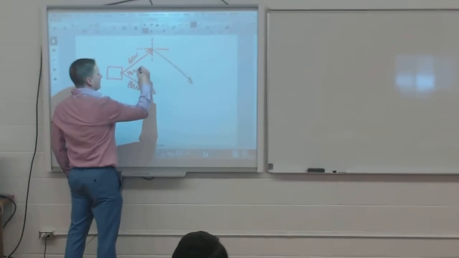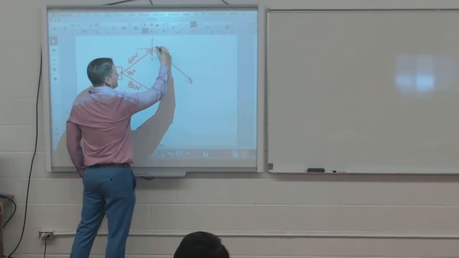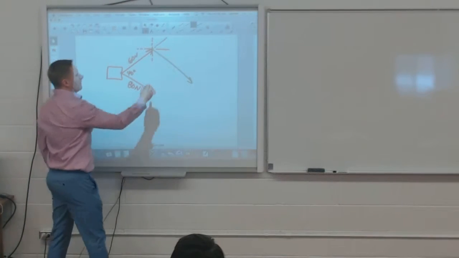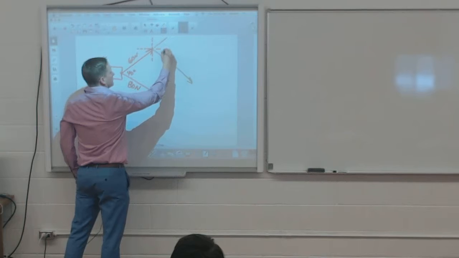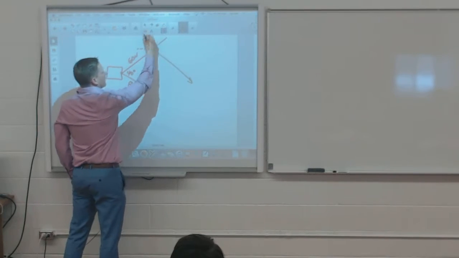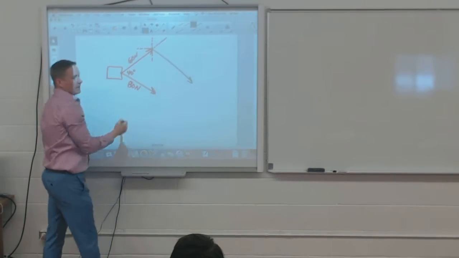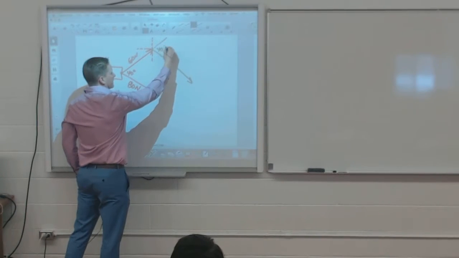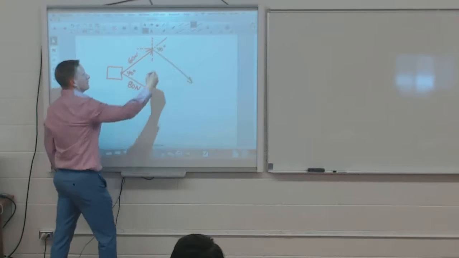Now, what do I know? Well, if I extend this one, what is this angle right here going to be? It's going to be 40. That's going to be 40 degrees right there.